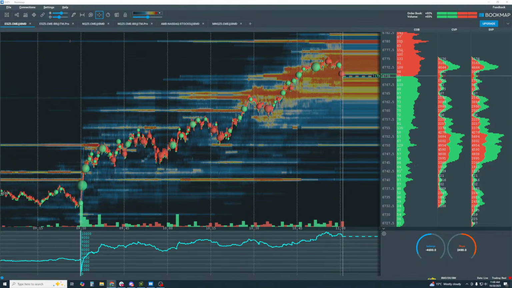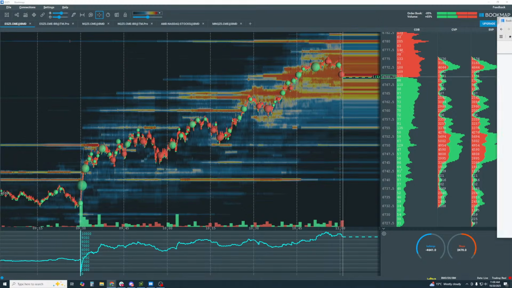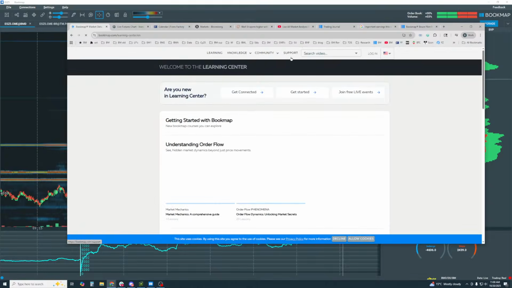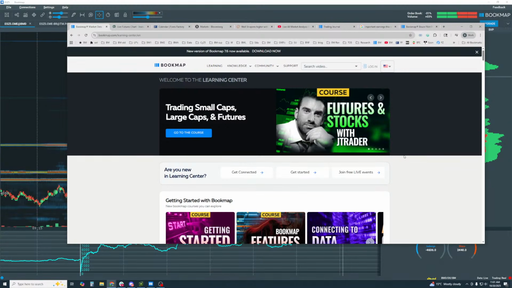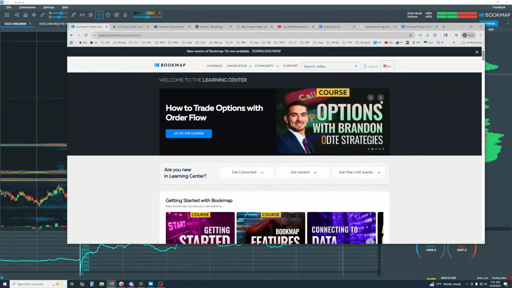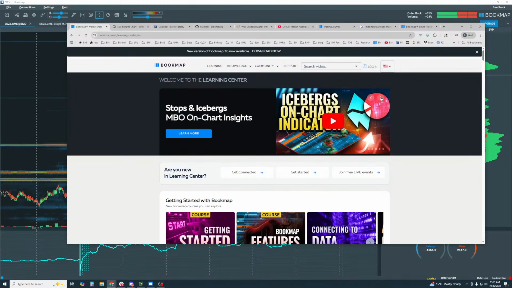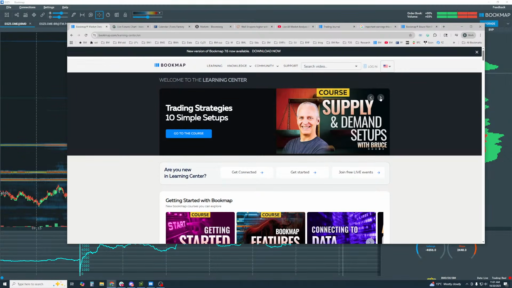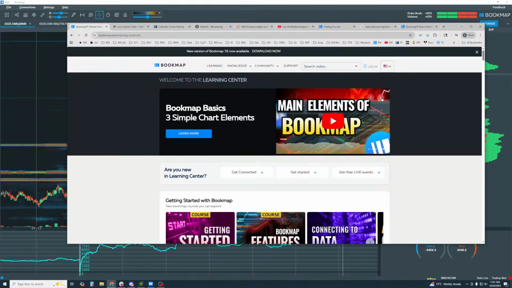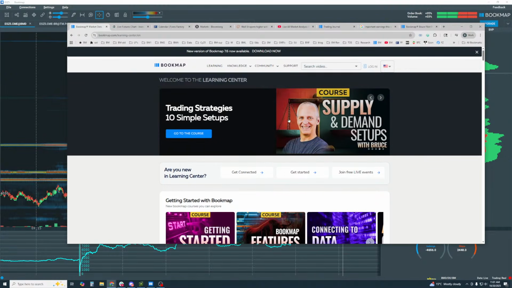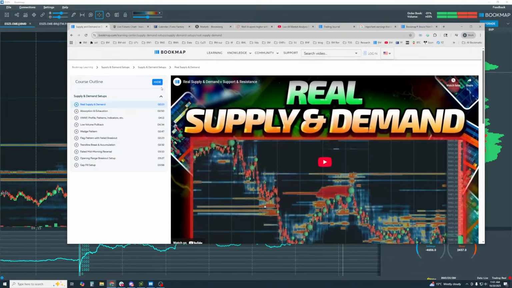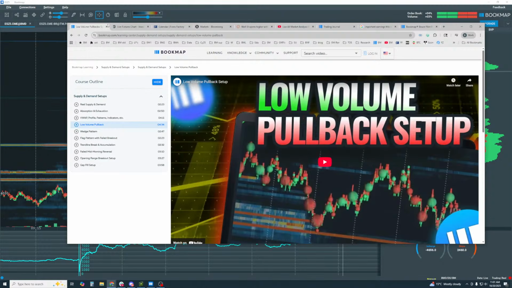In the meantime, I can take you to the Learning Center, and if you go to bookmap.com and click on the education here, that'll take you to the Learning Center. We updated some of the banners in here. So small caps, large caps, and futures with JTrader, options with Brandon, icebergs, the supply and demand, of course, the main elements on the Bookmap chart. So let's go here. That'll take us to the supply and demand in here. Low volume pullback is here. And watch this video here.